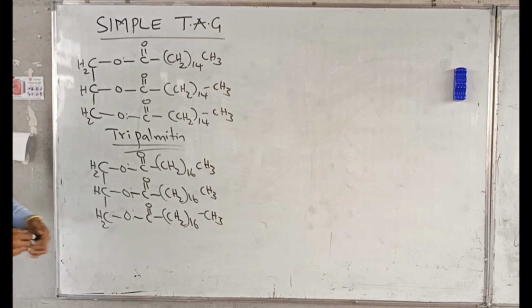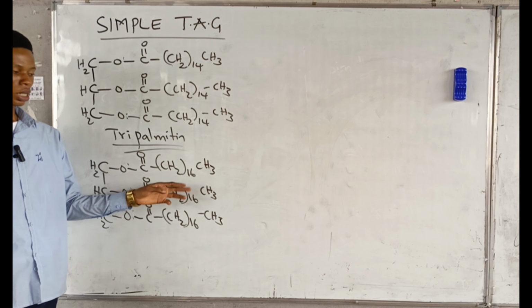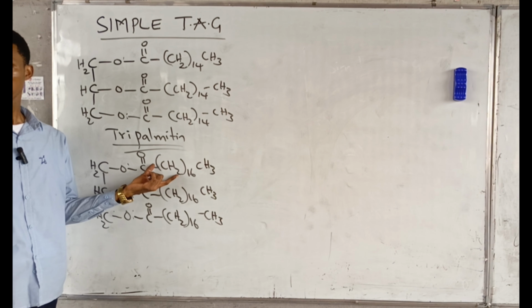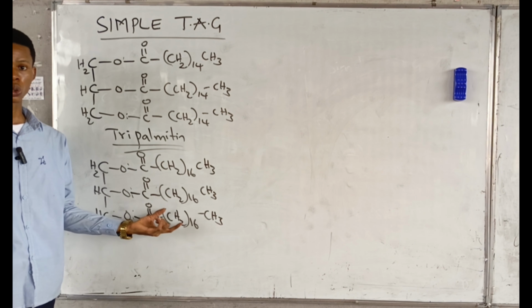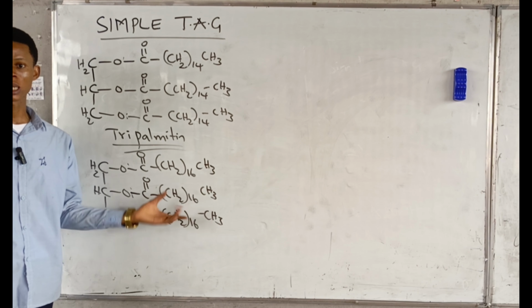Now, you notice that the fatty acids present here are also the same, right? Which fatty acid is this? 16, 17, 18. So which fatty acid is this? Stearic acid, right? This is also stearic acid. This is also stearic acid. So this is a simple triacylglycerol, right? Because all the fatty acids present are the same.